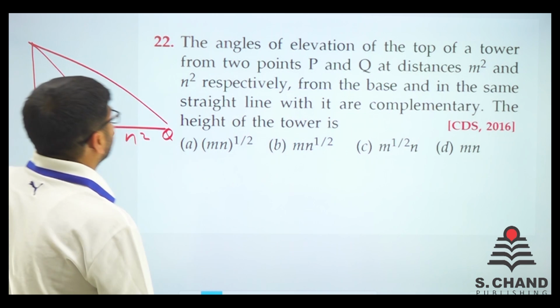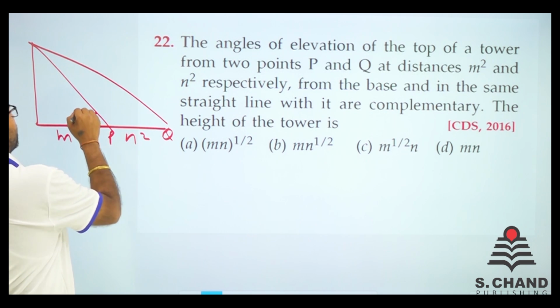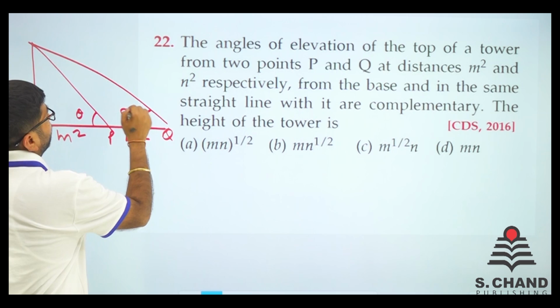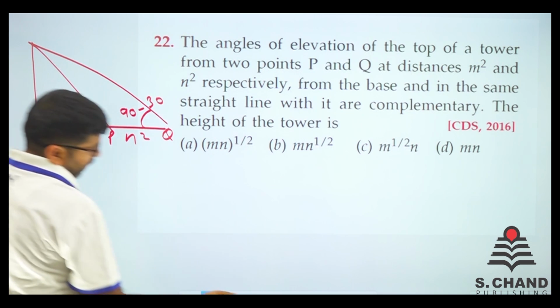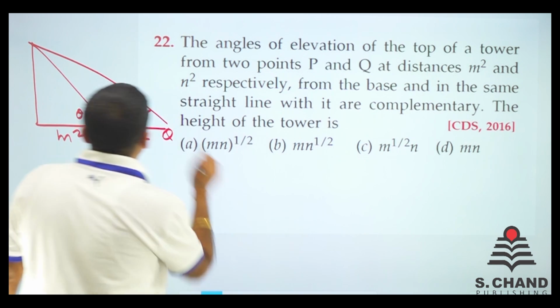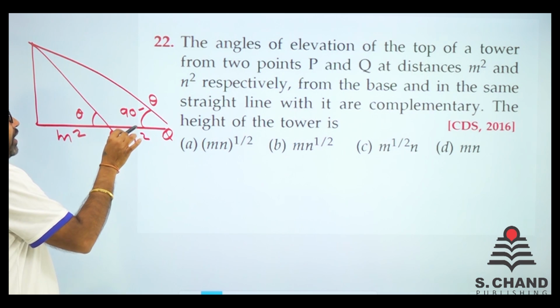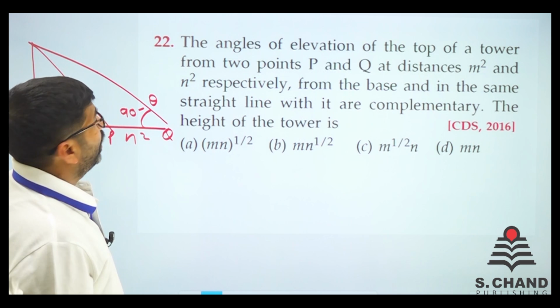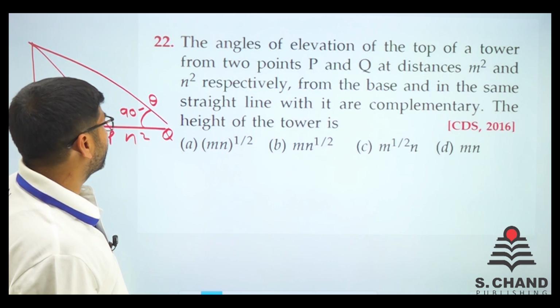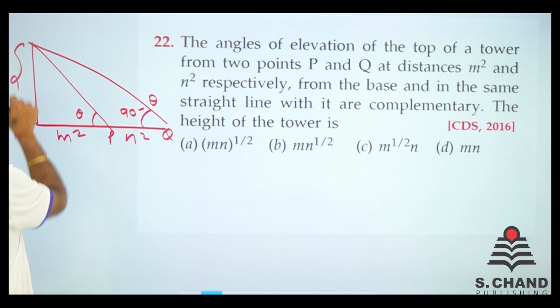And the angles are complementary. Say for example, this is theta, then that is 90 minus theta, not 30, right? So it is 90 minus theta. That means if it is 60, it will be 30 or something like that. The points are in the same straight line with the base, and you need to find the height of the tower.